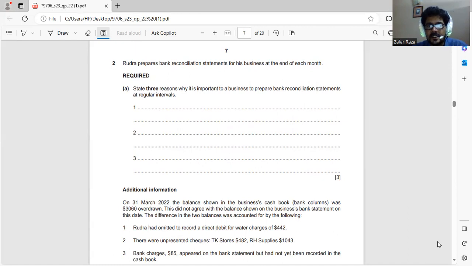Rudra prepares bank reconciliation statement for his business at the end of each month. State reason why it is important for business to prepare bank reconciliation statement at regular intervals. I think it should be prepared after every month at least. If a business has a lot of transactions, it has to prepare bank reconciliation statement to detect errors, to detect frauds, and to come to the real position of the bank, because sometimes we have outstanding checks, we have uncredited deposits with the bank. Sometimes the bank has made an error, we have made an error. So there are so many reasons we can write over here.